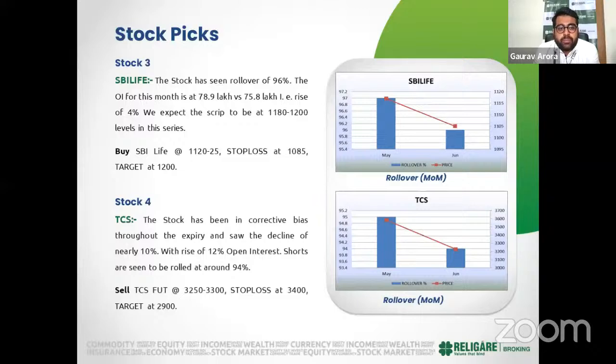Our last and fourth pick is TCS. The IT sector has been in a corrective bias throughout the expiry. It has seen a decent correction, and TCS has also seen a decline of nearly 10% with a rise of a good 12% in open interest, which itself suggests that shorts are also in the system in TCS along with its pack of IT stocks. The shorts are seen to be rolled at around 94%. So we suggest to sell TCS futures at around 3250 to 3300 with a stop loss of 3400 for a target of 2900. So these are our 4 stock picks.